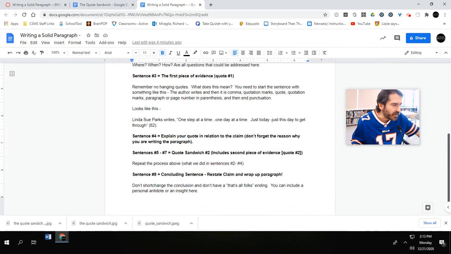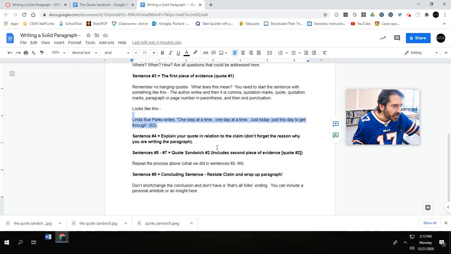What does this look like? It looks like this right here. Linda Sue Park writes, comma, quotation marks, "One step at a time, one day at a time, just today, just this day to get through." And quotation marks, then parentheses for the novel. It was a page number for what you're working on. For most of the monthly writing tasks, it would be a paragraph number, and then you have a period there.